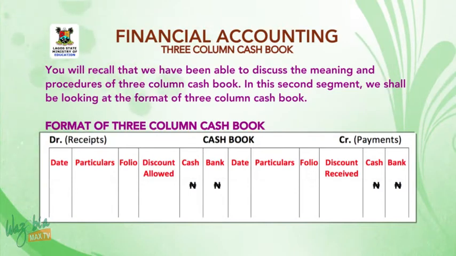In addition to that double-column cashbook, you create another column which is called discount on both sides. So on debit side, you will now have 6 columns, which are date, particulars, folio, discount allowed, cash, and bank. Then on credit side as well, which is payment side, you have the 6 columns, which are date, particulars, folio, discount received, cash, and bank.